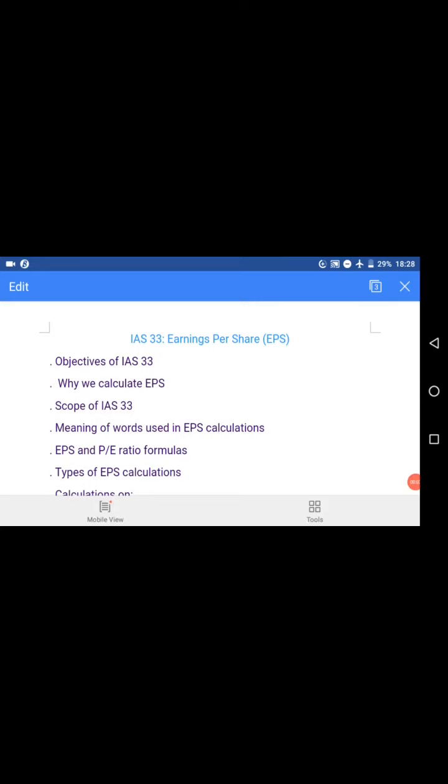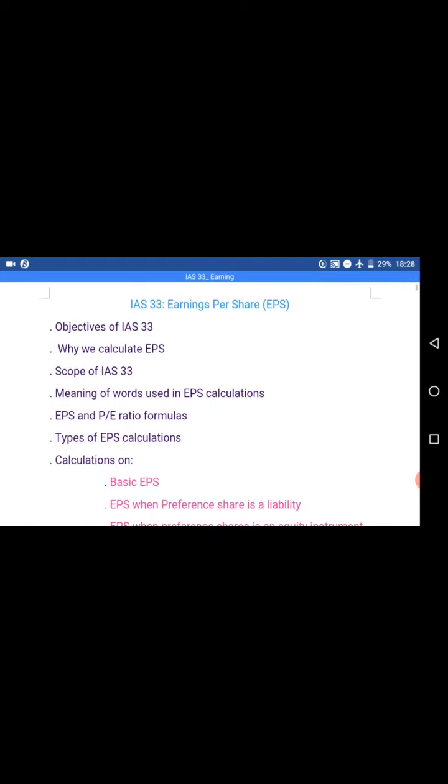Today we are going to be looking at IS-33, and IS-33 is earnings per share, EPS. In today's lesson, we are going to be taking care of the objectives of IS-33, then why we calculate EPS. Then thirdly, we have the scope of IS-33. The fourth area we're going to be looking at is the meaning of words used in EPS calculations.